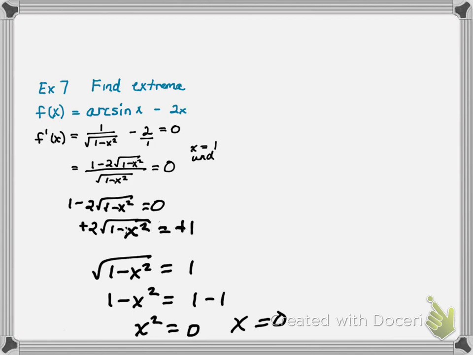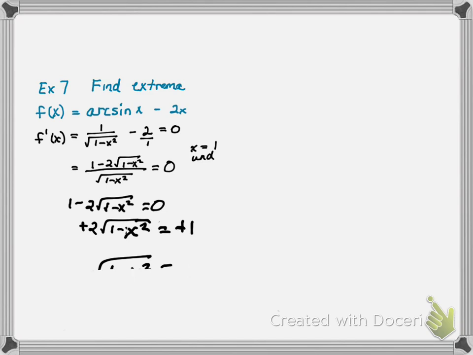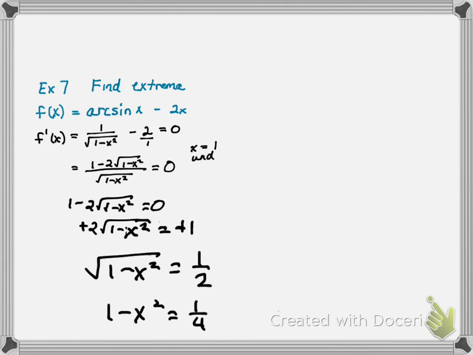Okay, so now I got two possibilities. I have x equals 1 as a possibility, and x equals 0 as a possibility. All right, so let's check this. I'm so sorry, guys. I messed this up again. I need you guys here to find my mistakes for me. All right, so if I divide by 2, that gives me a 1/2. I forgot to divide by 2 the last time. Square both sides, and you get 1 minus x squared equals 1/4.